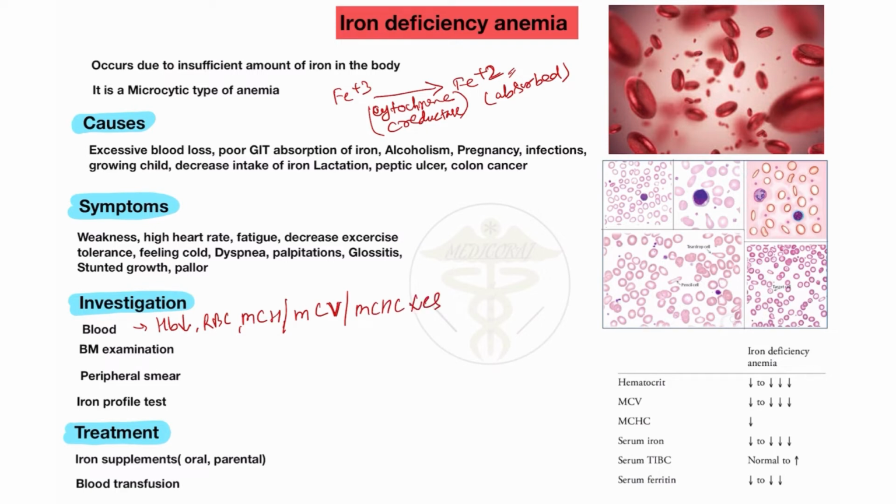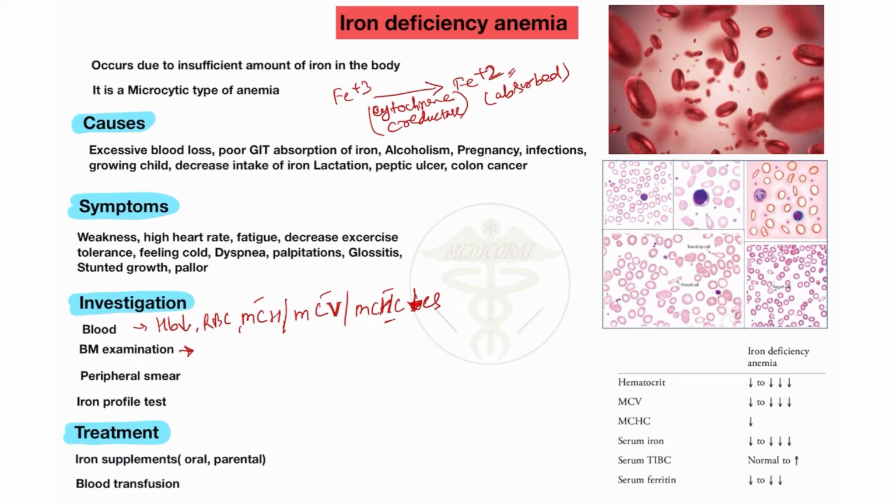So please learn this point, these short forms MCH, MCV and MCHC, because always in the report he will write MCH, MCV, MCHC. So it's important to know about this. MCH is called mean corpuscular hemoglobin, MCV is called mean corpuscular volume, and MCHC is called mean corpuscular hemoglobin concentration. So all are decreased in the patient of iron deficiency anemia.